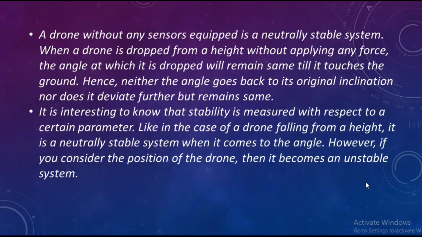It is interesting to know that stability is measured with respect to a certain parameter. Like in the case of a drone falling from a height, it is a neutrally stable system when it comes to the angle. However, if you consider the position of the drone, then it becomes an unstable system.